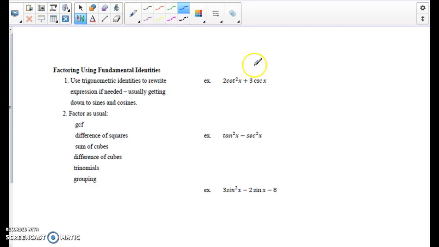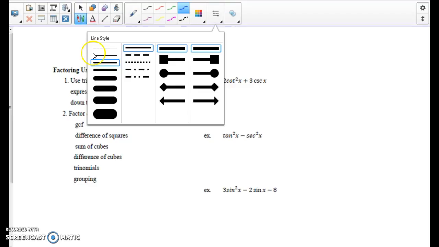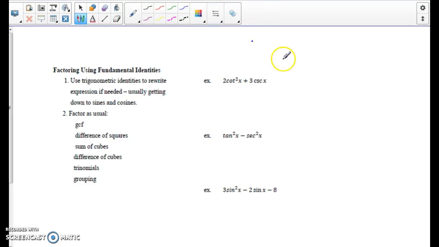So this is hard to even get a GCF. What do you do for this example? Because it has cotangents and cosecants. How do I do that? That's when you begin by changing it back to its basics. So cotangent, remember, tangent is sine over cosine. So cotangent is the reciprocal of that.